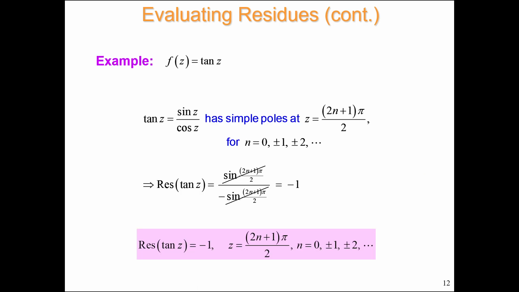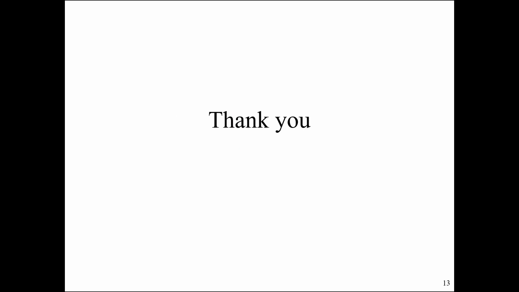For example, f of z equal to tan z. Tan z equal to sin z divided by cos z has simple poles at z equal to (2n plus 1) pi divided by 2 for n equal to 0, plus or minus 1, plus or minus 2, etc. Residue of tan z equal to sin((2n plus 1) pi divided by 2) divided by minus sin((2n plus 1) pi divided by 2). So this cancels. Finally we get the answer minus 1. Residue of tan z equal to minus 1, that is at z equal to (2n plus 1) into pi divided by 2, n equal to 0, plus or minus 1, plus or minus 2.